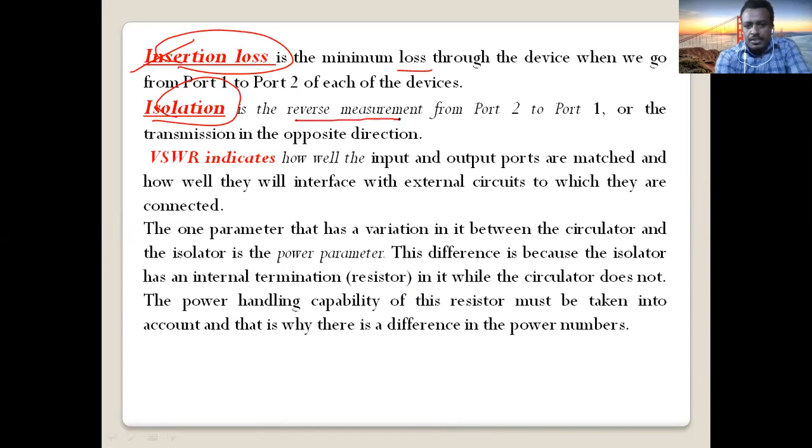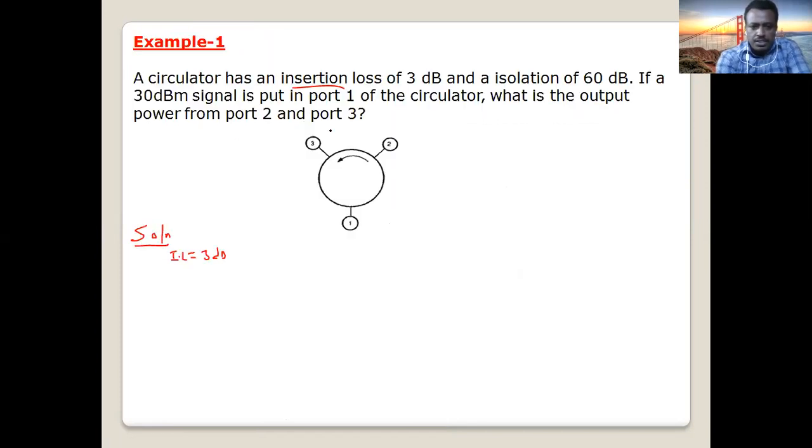Okay, but there is also what we call isolation. It's the reverse, unwanted transmission of our signal in the opposite direction. That's what we call isolation. So this circulator has isolation 60.